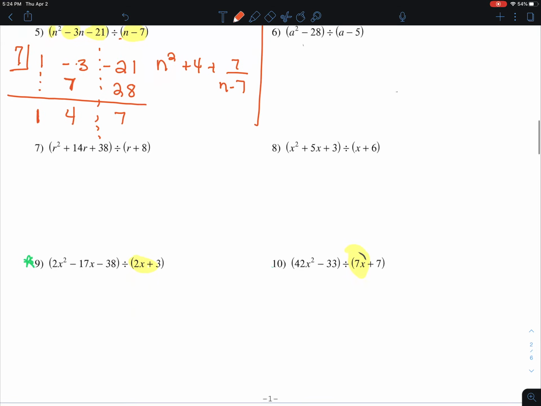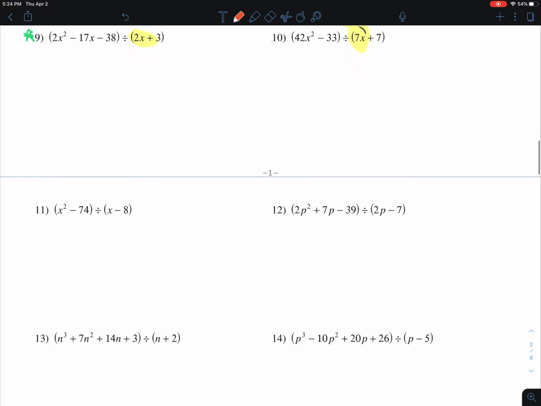Let's do one that might make us think a little bit.